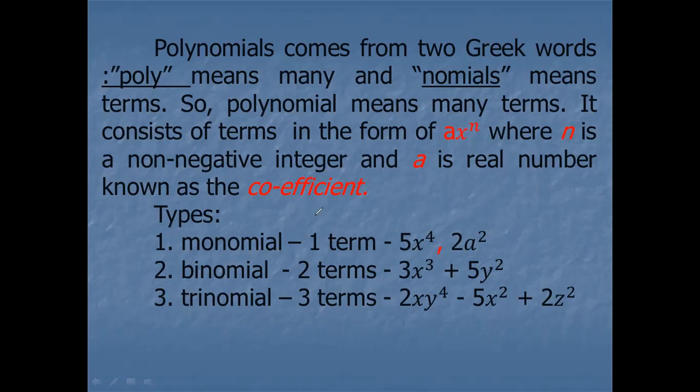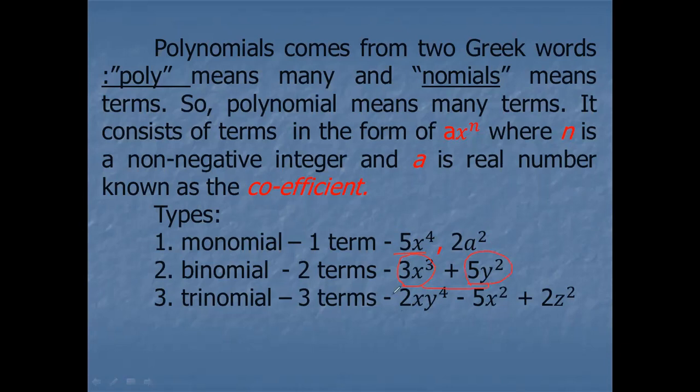There are types of polynomial: monomial if only one term, binomial, like bicycle, two wheels. Binomial means two terms. Example, 3x cubed, this is one term, plus 5y squared. So these are two terms, so binomial. Trinomial means three terms.